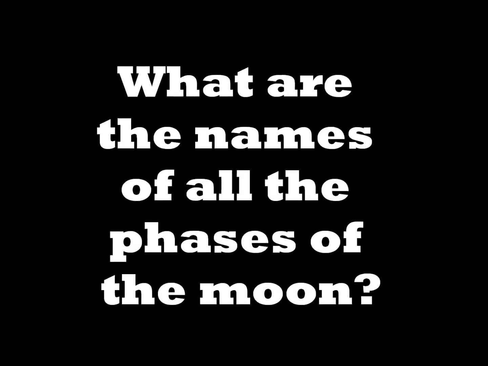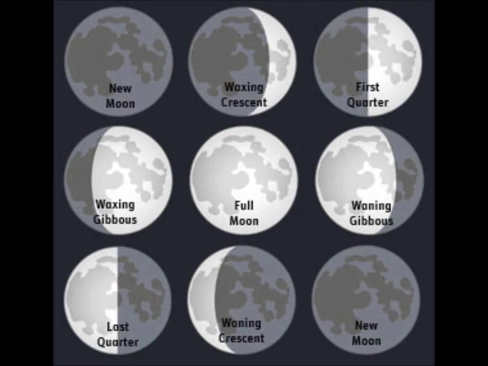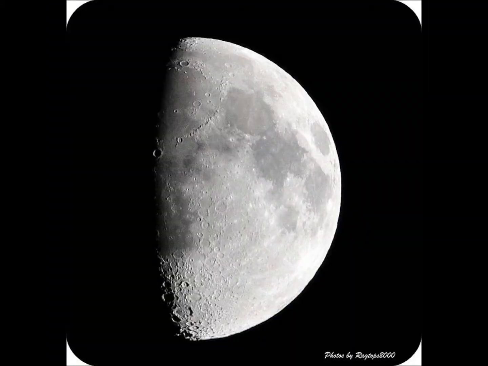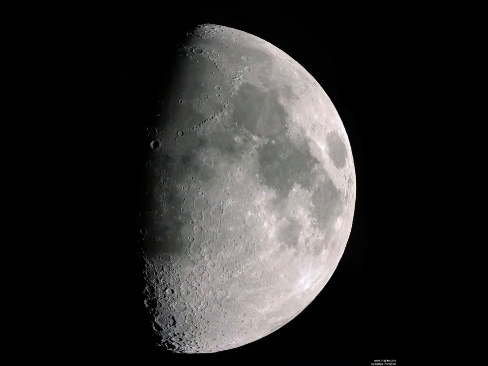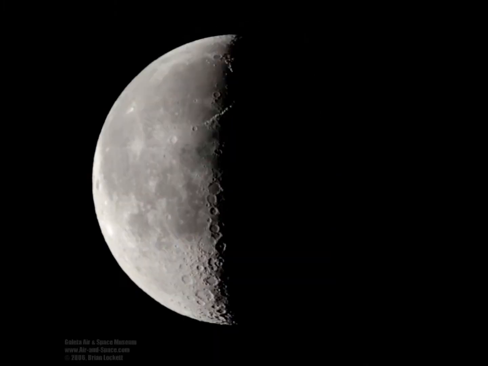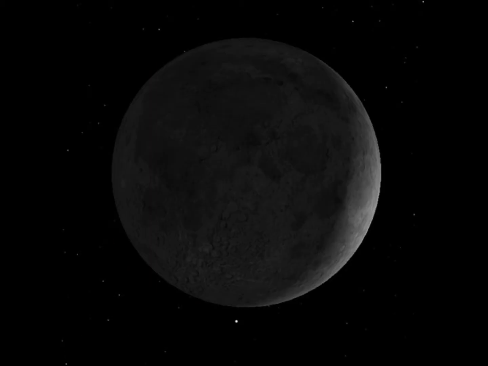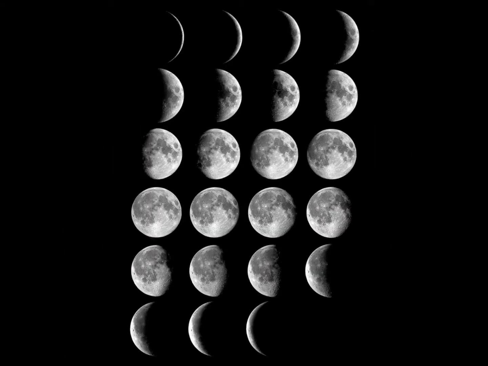What are the names of all the phases of the moon? Starting with the new moon, the phases go in a specific order. New moon, waxing crescent, first quarter, waxing gibbous, full moon, waning gibbous, last quarter, waning crescent, and back to the new moon again. There are many other phases that we see during this time, but these are the only ones that have names.